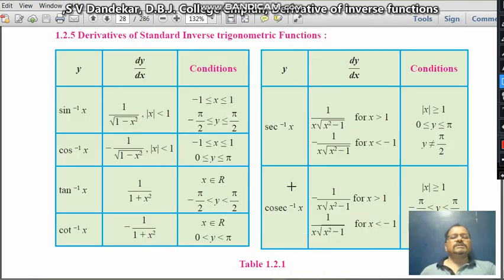All these results are summarized in this table given in your book, table 1.2.1. Derivative of sine inverse x is 1 upon under root 1 minus x square for mod x less than 1. Derivative of cos inverse x, tan inverse x, cot inverse x, sec inverse x and cosec inverse x. This table you must remember.